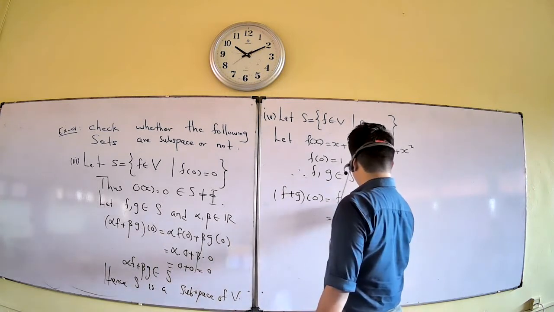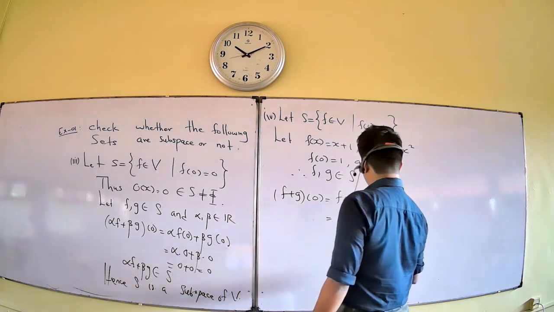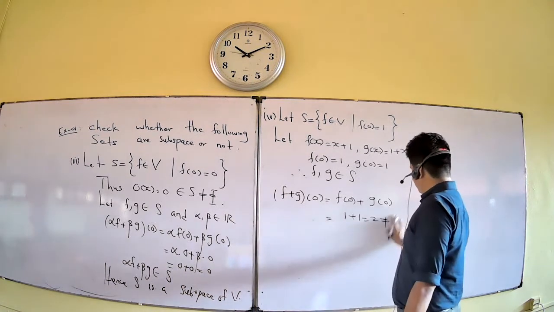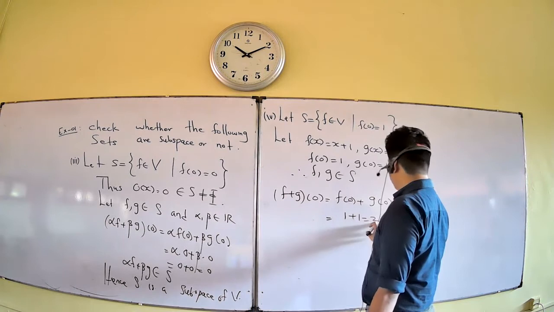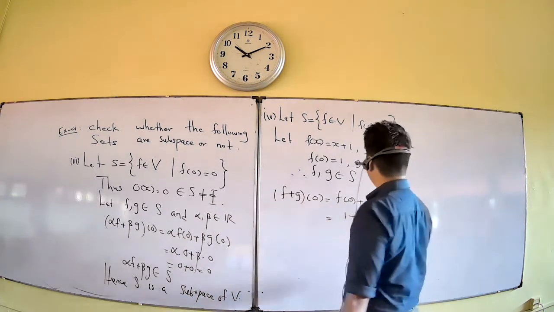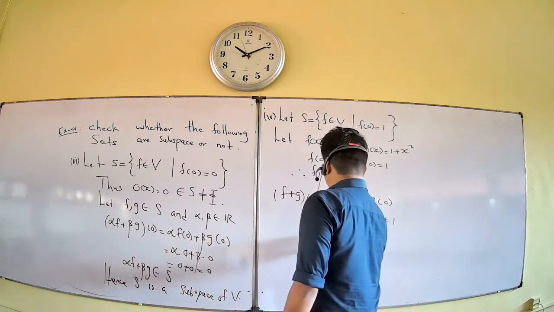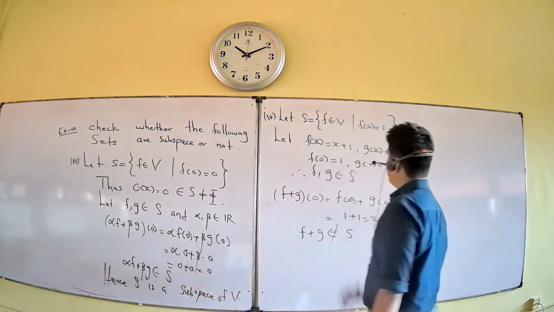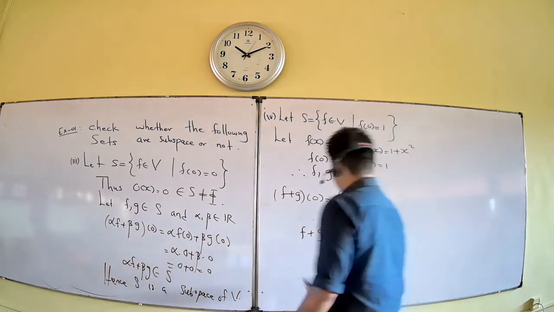Check this one: f0 is 1, e0 is 1, therefore 2. It's not equal to 0. Suppose this one also takes 1, this one also 1. Then f, g belong to S. But here it is 2. Therefore, this f plus g is not an element of S. Hence, S is not a subspace of B.